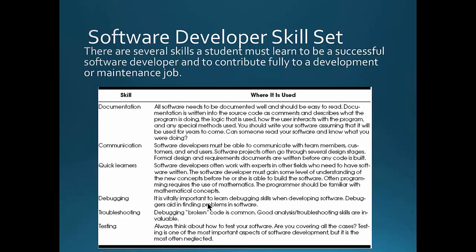Debugging. You need to be able to take a piece of software, find out what's wrong with it, and correct it so that it works. This is often a major task that we do in software development. Troubleshooting is part of debugging, figuring out what went wrong. And there's no easy, simple formula for troubleshooting a program. You have to use your creativity and ingenuity in order to do that.